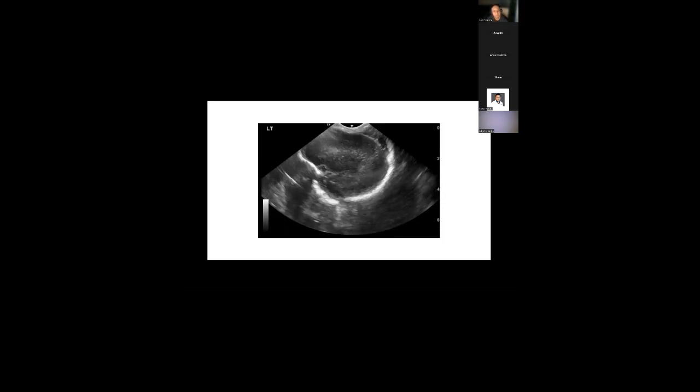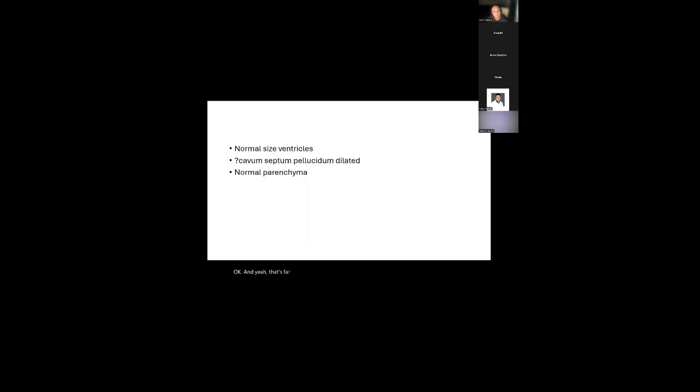That's far left. I felt it was normal size ventricles. That one I did initially, and the cavum septum pellucidum slightly dilated. I felt the parenchyma was okay. I couldn't see anything apart from that blush.